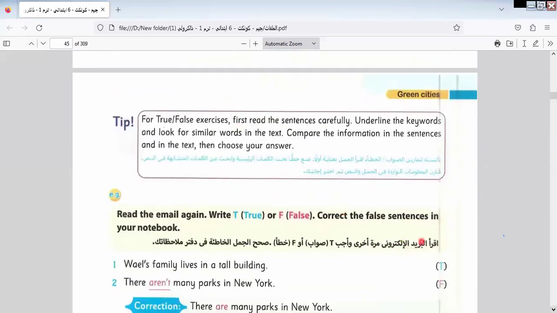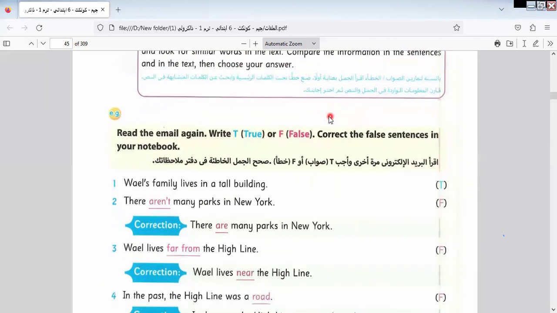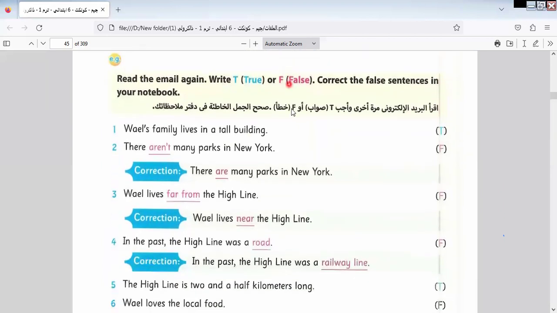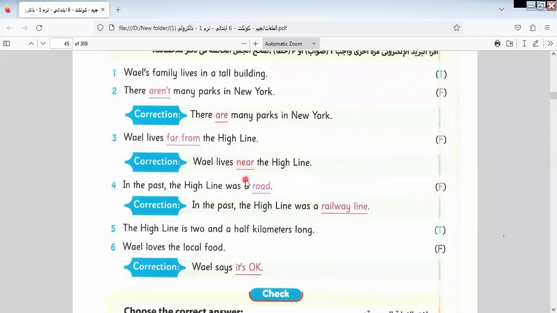Okay, let's go to another one here. Keep for the true or false exercise. First, read the sentence carefully, underline the keywords, and look for similar words in the text. Compare the information in the sentences and in the text, and then choose the correct answer. Here is true or false. Walid's family lives in a tall building. True. There are many parks in New York. Walid lives far from the High Line. Correction: near, not far.